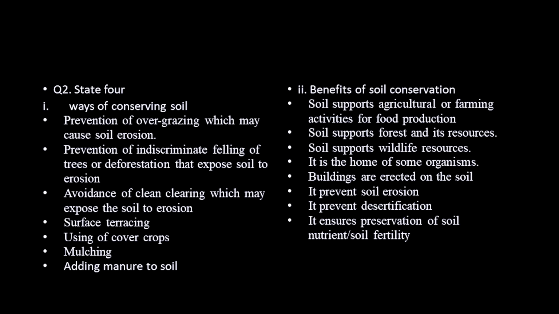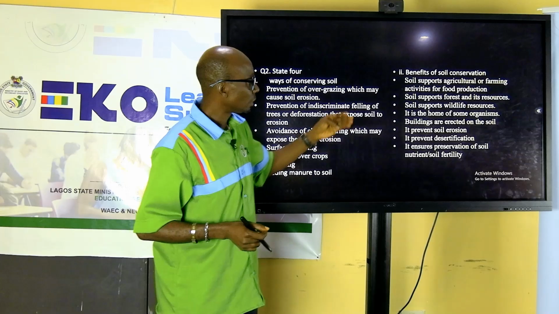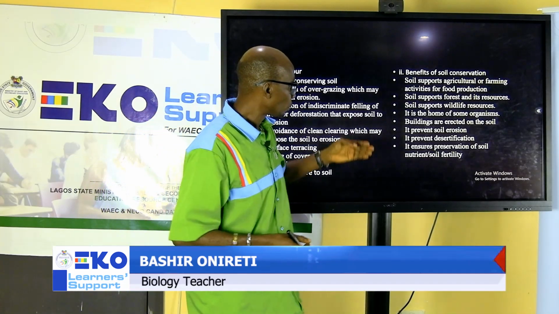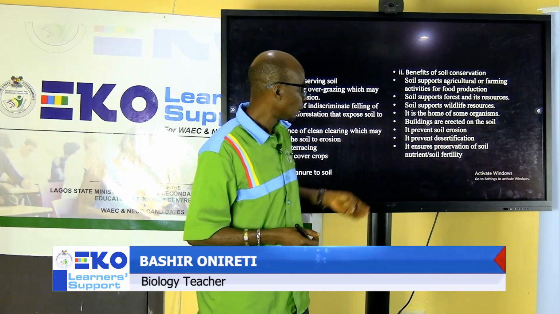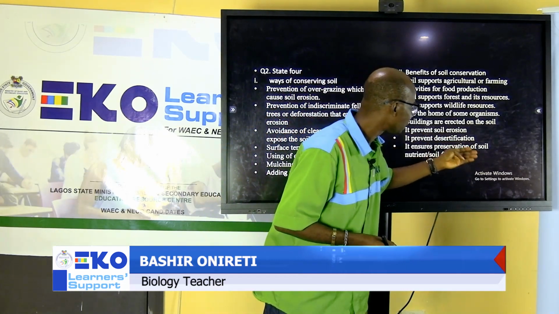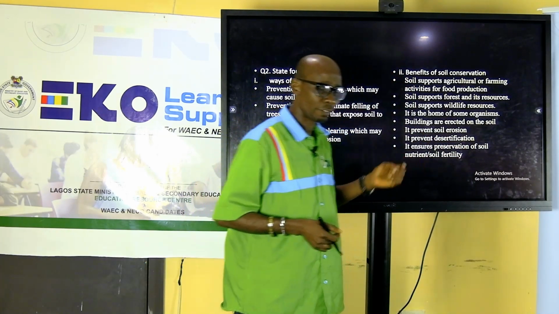The next one is conservation of soil. In the same way, prevention of overgrazing, preventing indiscriminate felling of trees, and avoiding clearing that exposes the soil to erosion. Then we should practice mulching and add manure to our soil. Benefits of soil conservation are for agriculture, to support the production of more food, to support wildlife resources, to prevent desertification, and to ensure preservation of soil and soil fertility.